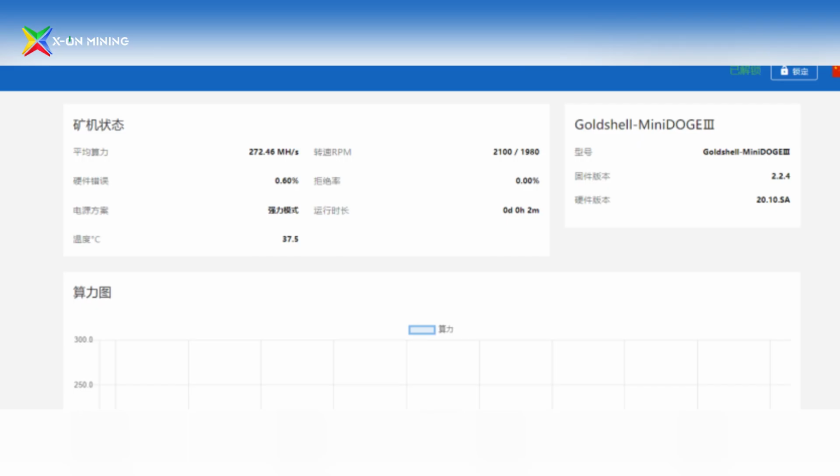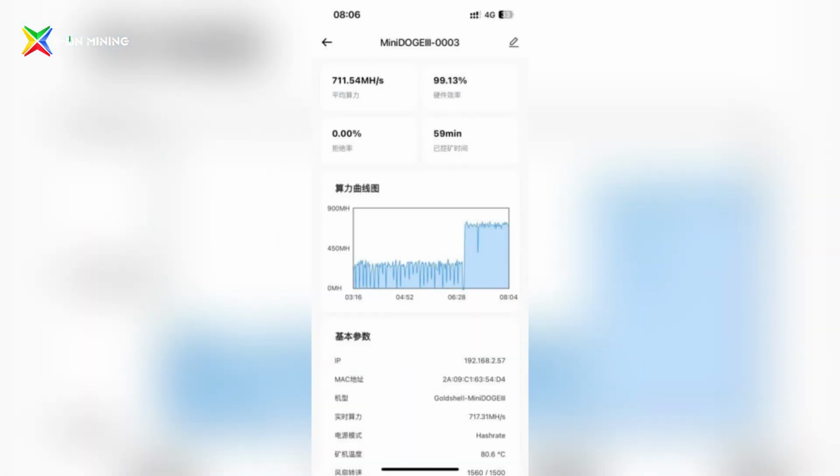The customer selected the power mode, but this miner is rated at 700M, yet its average hash rate is only 272.46 mHs. What does this indicate? Do you think it's a problem with the machine? Let's take a look at the hash rate curve. The fluctuations are very significant.